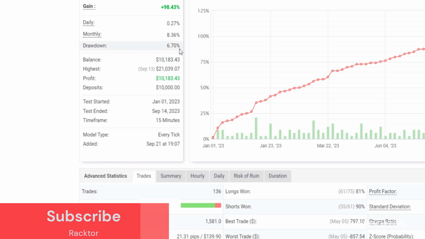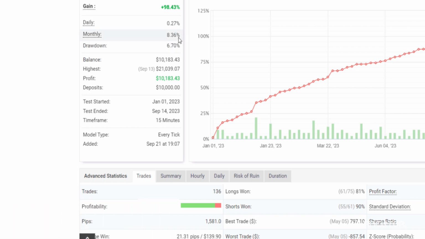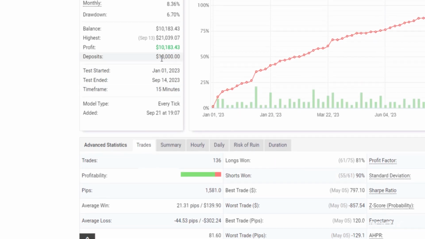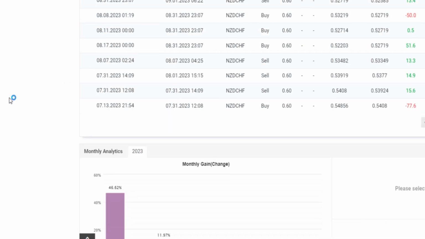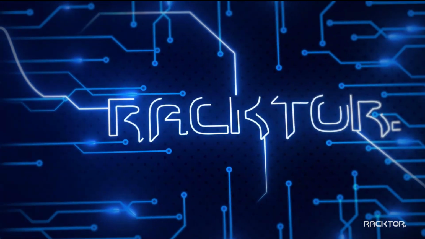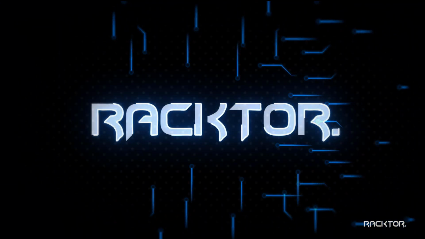Okay, so the drawdown has now dropped to 6.7%, and a monthly return of about 9%. And of course, the overall gain is 98%, which is very good for me. As you can see, the profits here. Let's look at the monthly performance. January is still the best month, 46% in January. Wow, that's full blast. February was so low, but then it spreads out over the months. You can see that you still have something from this pair, and that's still ZX1 working on that pair.